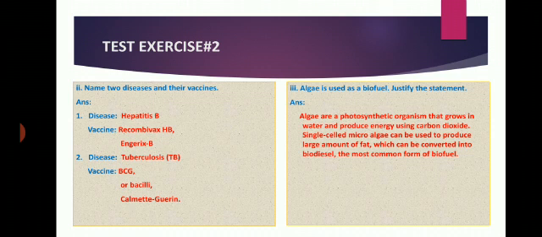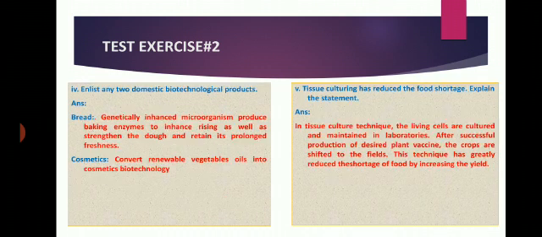The algae are photosynthetic organisms that grow in water and produce energy using carbon dioxide. All of you know that in photosynthesis, sunlight and carbon dioxide react with water to produce energy. So single-celled microalgae can be used to produce large amounts of fat, which can be converted into biodiesel, the most common form of biofuel.